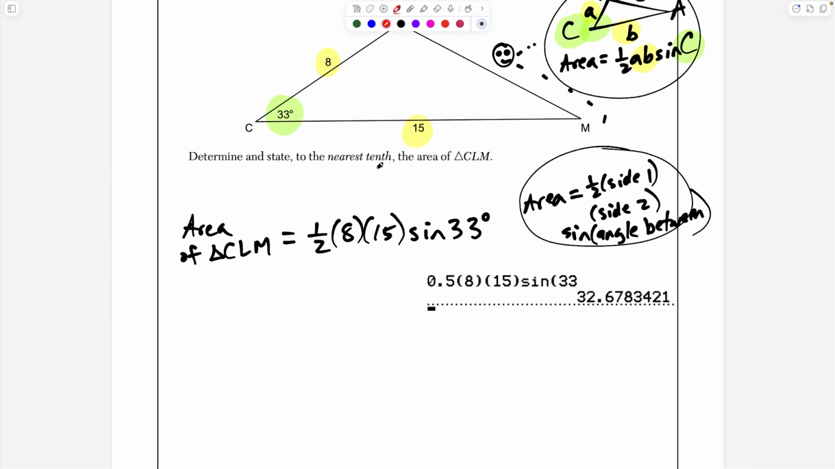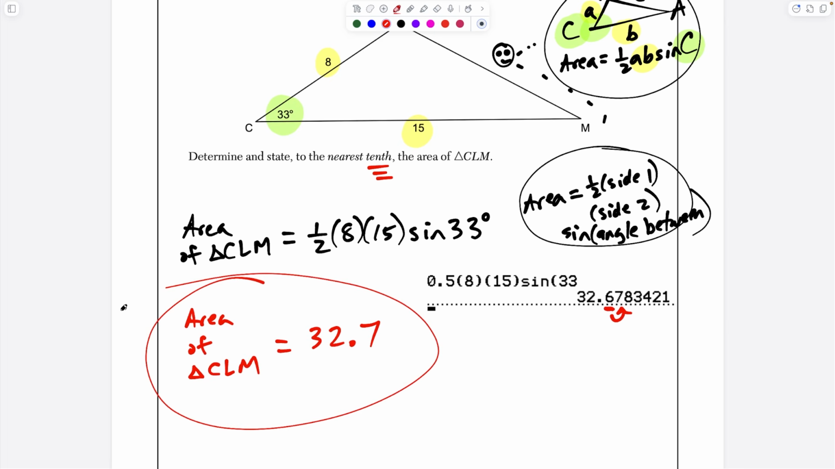So we're finding the area to the nearest tenth. In the tenths place is a 6. To the right is a 7. So we're going to round this up and say the area of triangle CLM is equal to 32.7. Okay, so this would be our final answer.